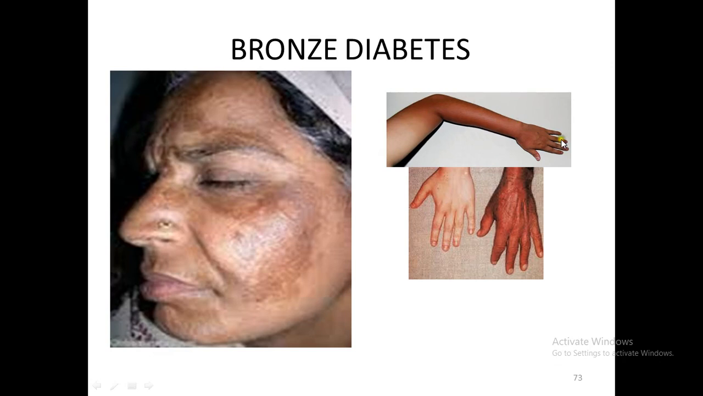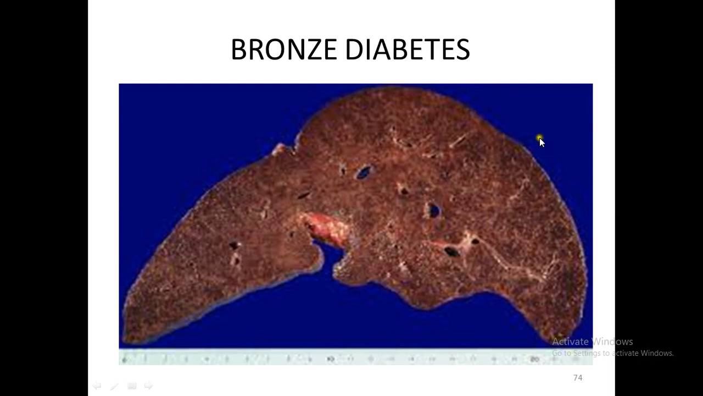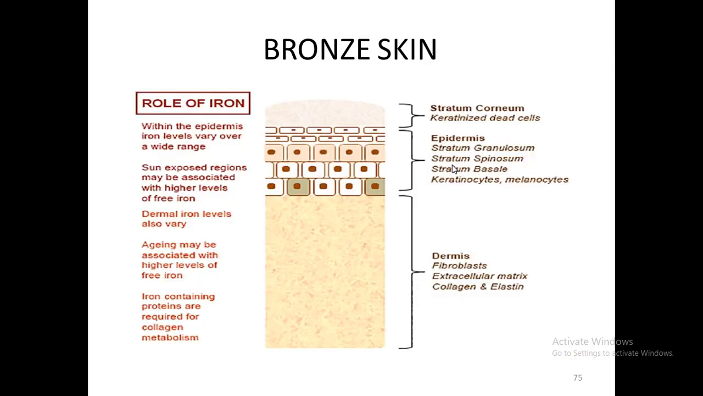There is iron deposition in the epidermis of the exposed parts of his body. Liver of this patient or bronze diabetes looks almost blackish because it is so overloaded with iron. And in the skin also, the epidermis iron levels vary over a wide range. So a lot of iron can be seen in the sun exposed regions, which have a higher level of free iron.